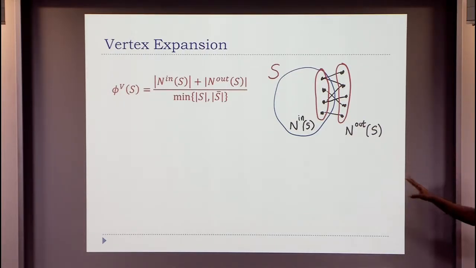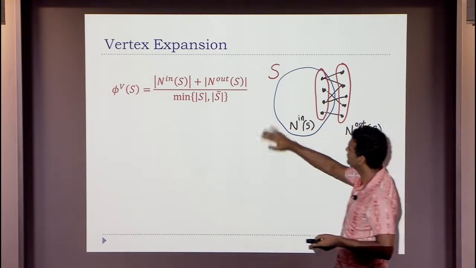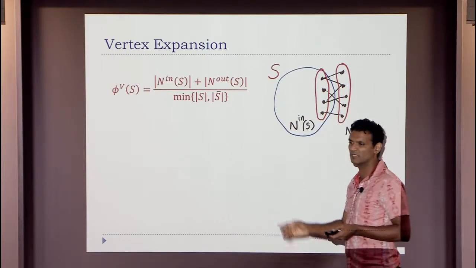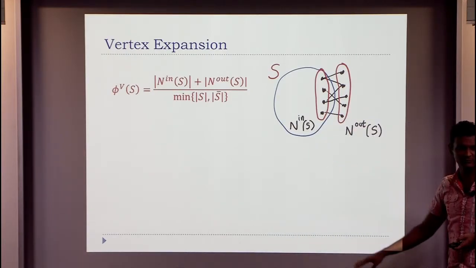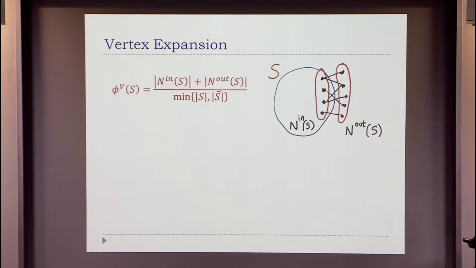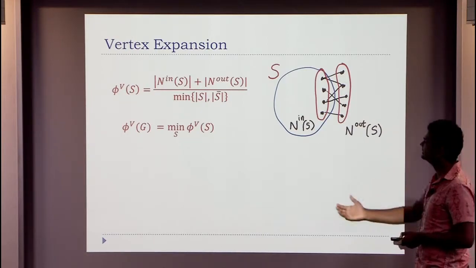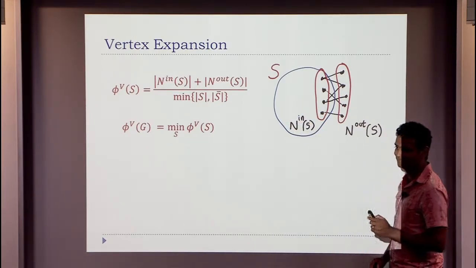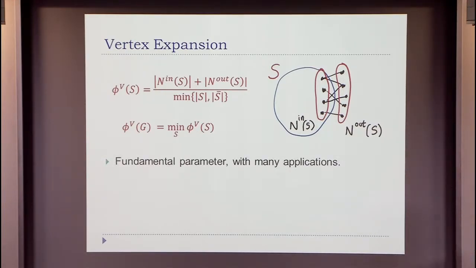Now I've removed the weights for simplicity. You can do all this with non-negative weights. We'll also assume that it's a regular graph for this part of the talk. That makes for more notation, but it doesn't change any of the ideas here. So the minimum vertex expansion is the expansion of a subset for which this ratio is minimized. That's the vertex expansion of the graph.